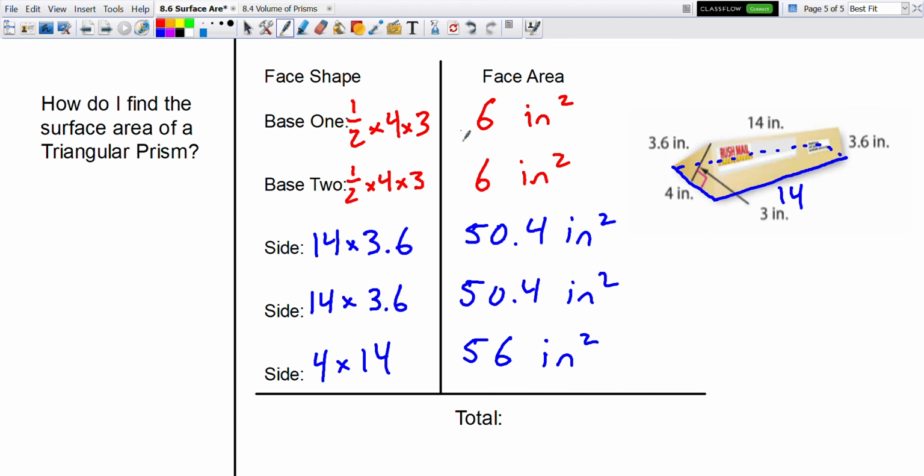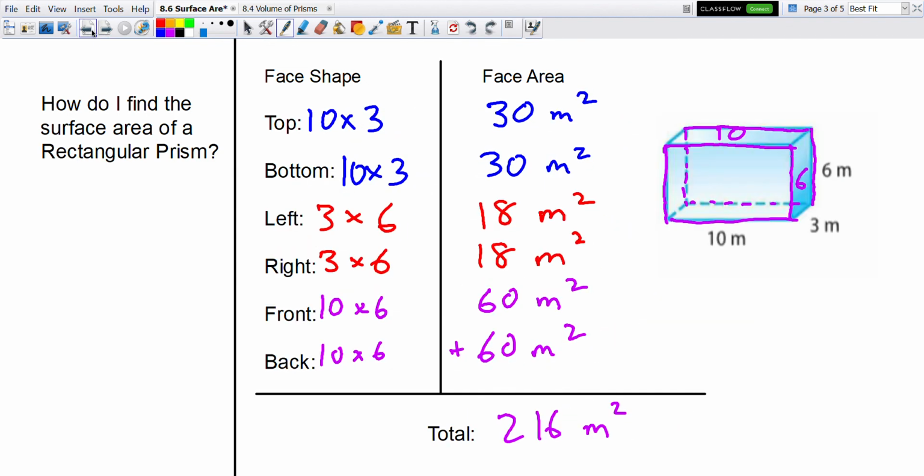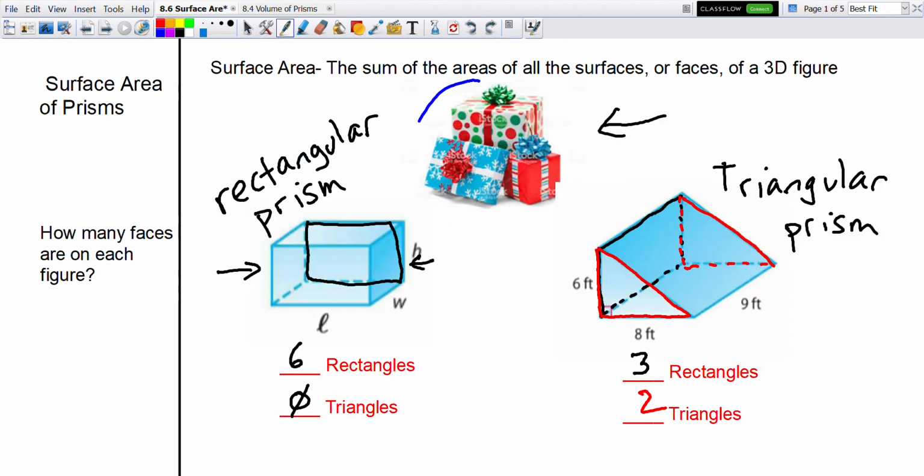Okay, so if I add my 2 triangles along with my 3 rectangle areas, I get 168.8 square inches. So again, we need to make sure when we talk about surface area, we're talking about the entire outside of the prism, covering the outside of the prism with wrapping paper or paint or something like that. How much paint would we need to paint the outsides of these triangular prisms if we find the area of all the different faces on them? If I find the surface area of all 6 faces of these Christmas presents here, I can find the area of the entire prism.